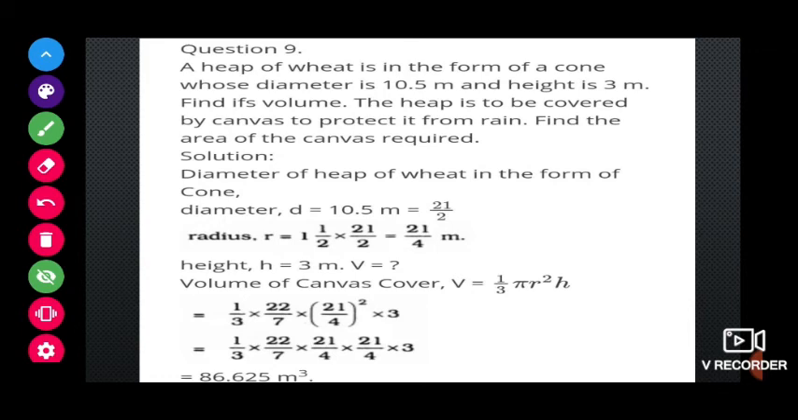Okay, so first one, volume of the cone, that is 1 by 3 pi r square h. So 1 by 3, pi value is 22 by 7, r value, they gave the diameter as 10.5. So the r value will be divided by 2, or else we can take 10.5 as 21 by 2. So in that half means 21 by 4. So substitute 21 by 4 whole square into height is 3. So 1 by 3 into 22 by 7 into 21 by 4 whole square into 3.